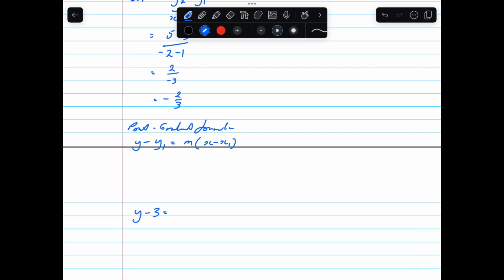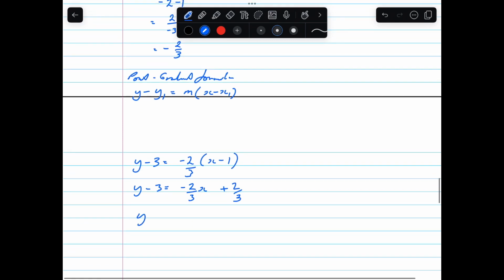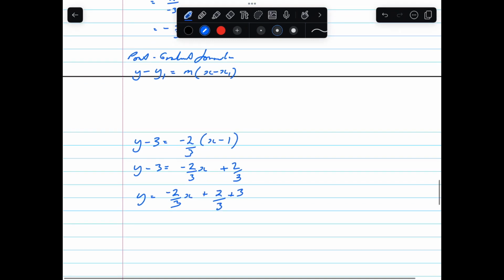So we have y minus 3 equals negative 2/3 of x minus 1. Right, a little bit of distributive law. Let's expand that bracket out. Get the y by itself, because remember we want this in gradient-intercept form, so we need y equals mx plus c. So y is negative 2/3 of x plus 2/3 plus 3.